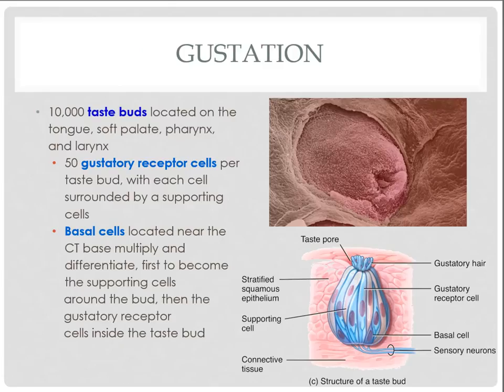Taking a look at how gustation works, we would see the presence of taste buds. We have to take a look at the taste buds that are present on the tongue, the soft palate, the pharynx, and the larynx itself, but most of them are concentrated within the tongue itself. While in our olfactory system we saw about 10 to 100 million sensory receptors, here we can see about 10,000 taste buds with about 50 gustatory receptor cells located in each taste bud.